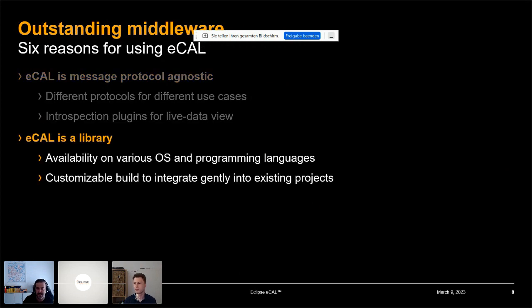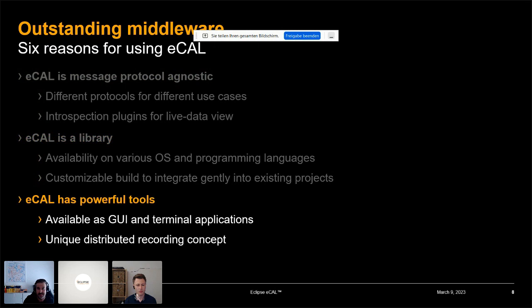The second reason is eCAL is only a small library and not an entire system ecosystem like other middlewares. As it's a library, it's easy to customize for a specific build environment, and it integrates seamlessly into existing projects. So it's even so flexible that it embeds into very large software frameworks like ROS. We even have a ROS middleware abstraction layer for eCAL available. Furthermore, the high flexibility allows us to wrap eCAL into other programming languages.